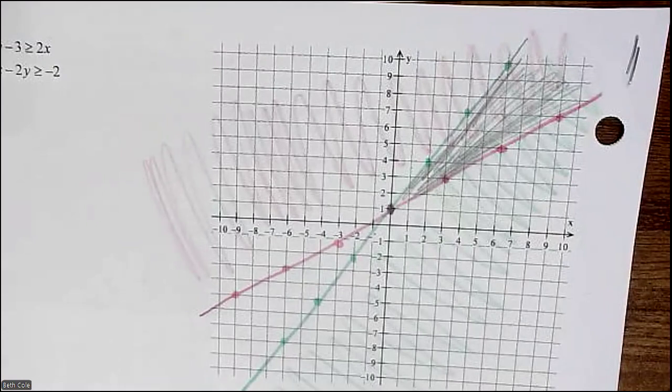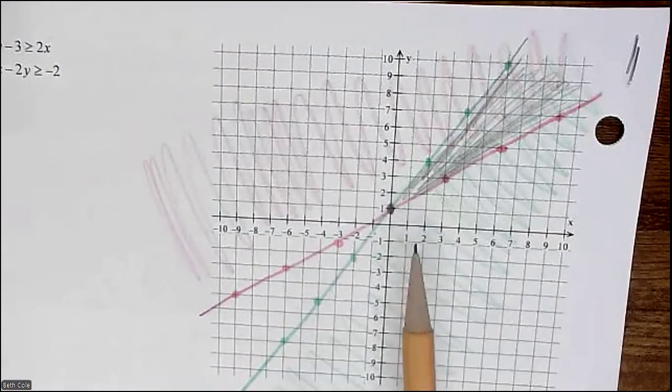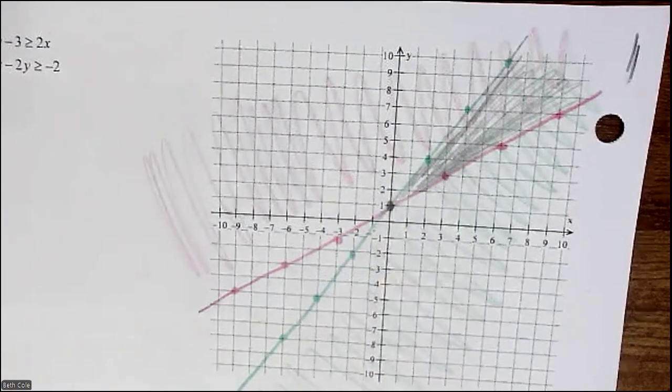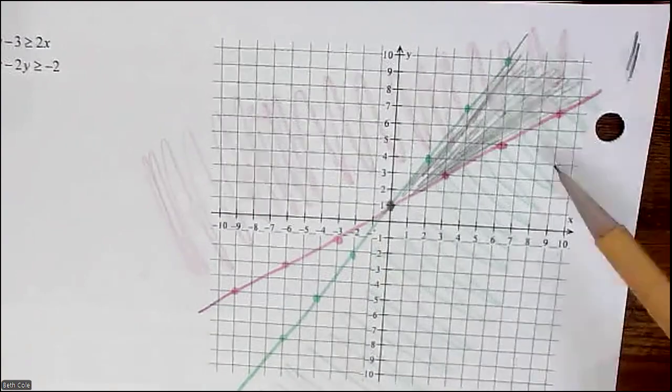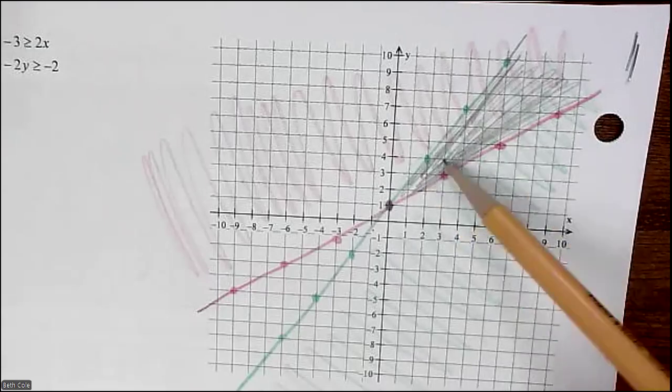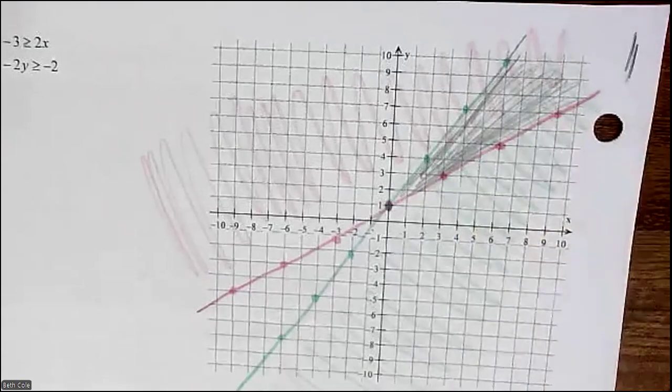So listen. Does the intersection point 0, 1 count? No. Yes, it does. They're both solid. And all the points along both of the lines count because they're both solid. And obviously all the points in between. Okay?